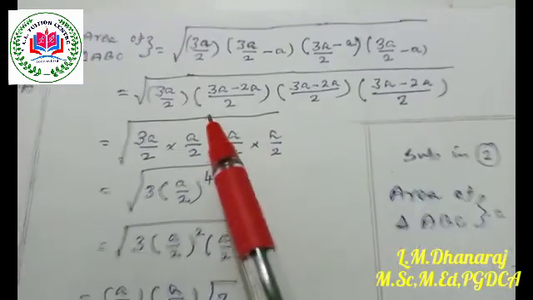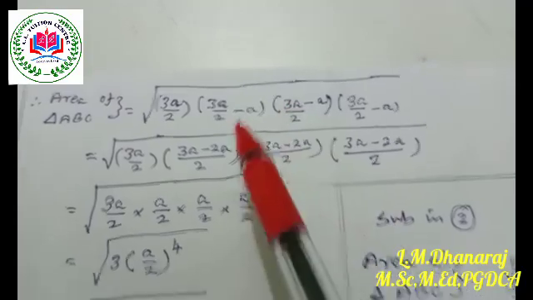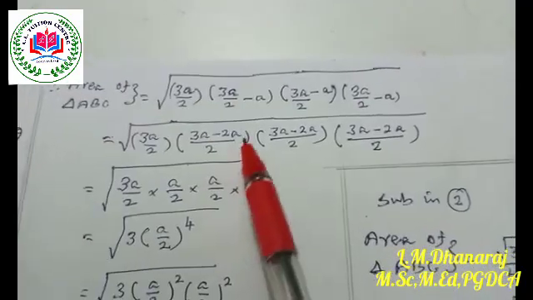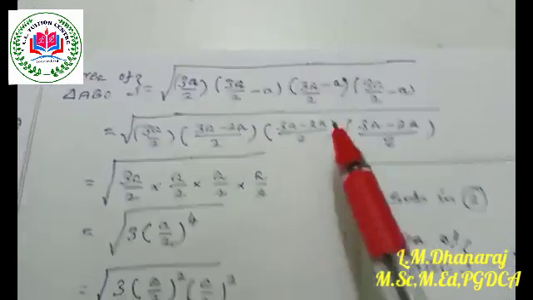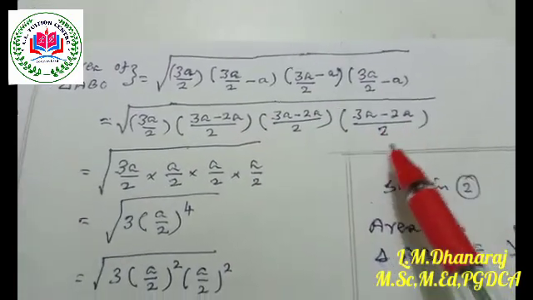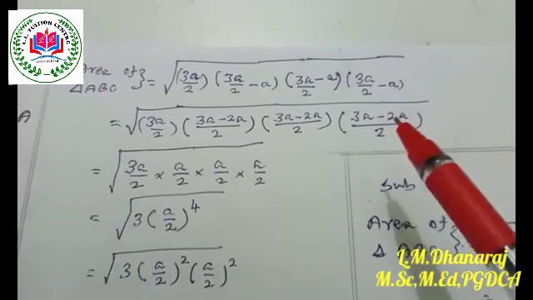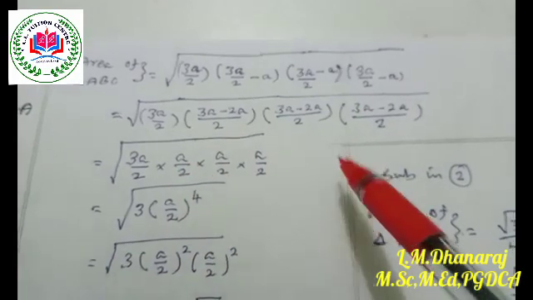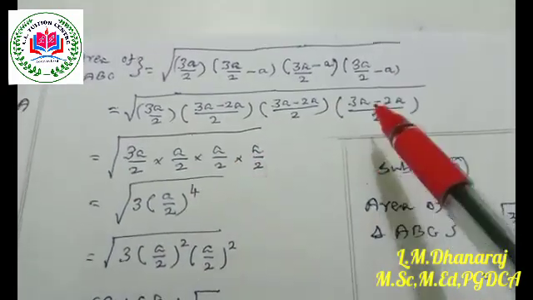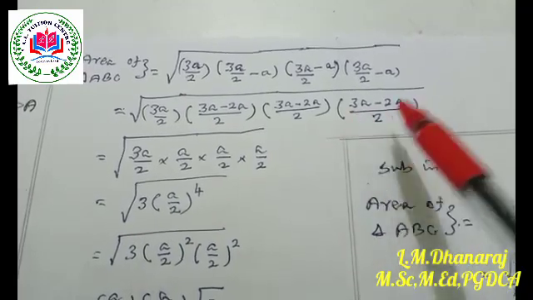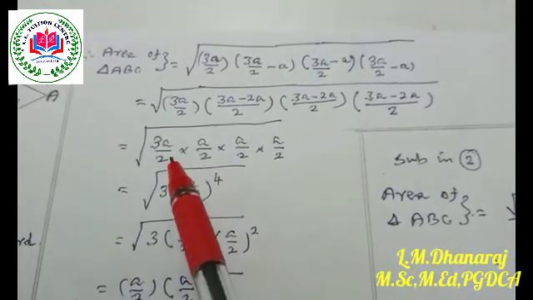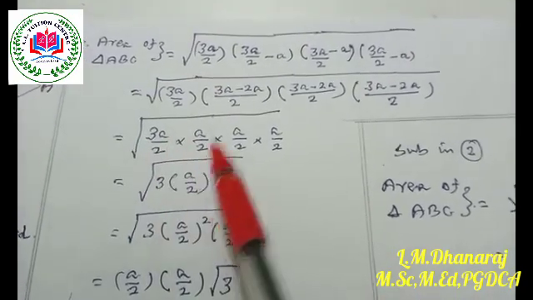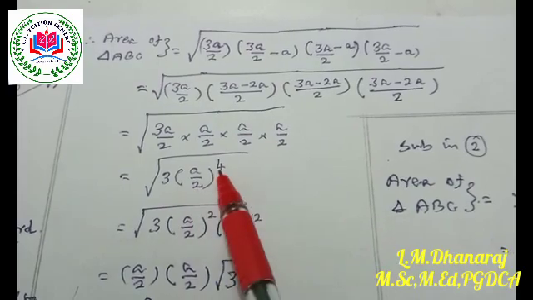So this is by taking LCM. So this is by 1. So therefore this is 3a minus 2a divided by 2, 3a minus 2a divided by 2, and here also 3a minus 2a divided by 2 by taking LCM. Now 3a minus 2a is 1a. So that is a by 2, and for this a by 2, and here we will be getting a by 2. Now by multiplying, 3 will remain as it is. a by 2, a by 2, a by 2, a by 2, which means a by 2 power 4.